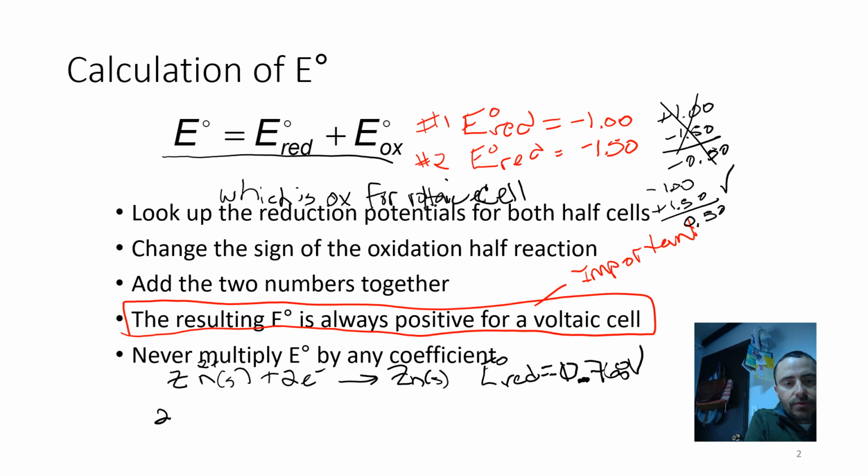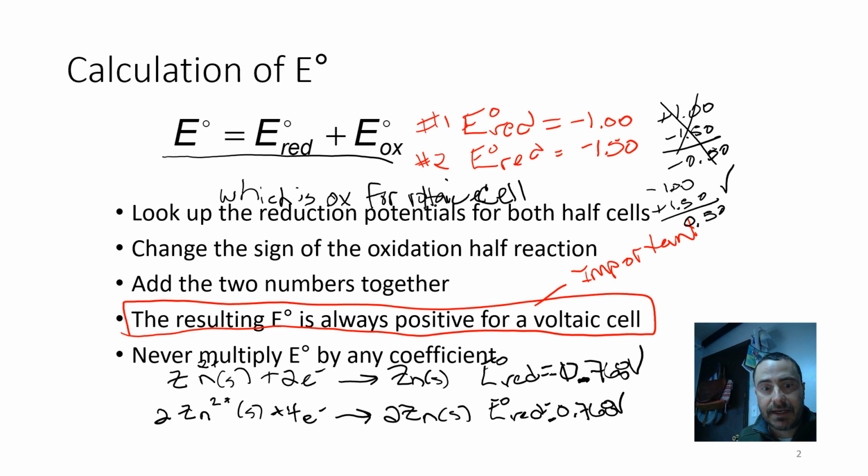If you had, in your equation, 2 zinc 2 plus plus 4 electrons producing 2 solid zincs, the E naught reduction for that is also negative 0.768 volts. Yeah, that equation is twice as many as the top equation, but we do not multiply voltages by any coefficients. We don't multiply through by anything. Whatever's in that table, we're going to use that value. So keep it the same. All right, that's what our last bullet point is telling us there.